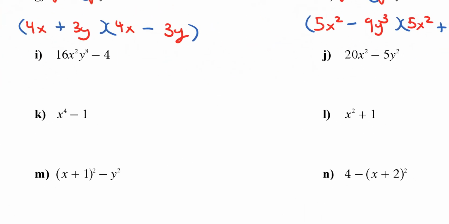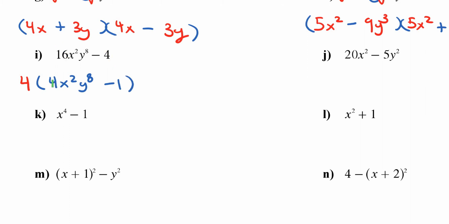Okay, for letter I, before we start using the difference of squares factoring technique, you should recognize that we can factor out a common factor. So the greatest common factor here is a 4. So let's go ahead and pull the 4 out first. If I pull out the 4, we're pretty much dividing each term by 4, so I get 4x squared y to the power 8 and minus 1.